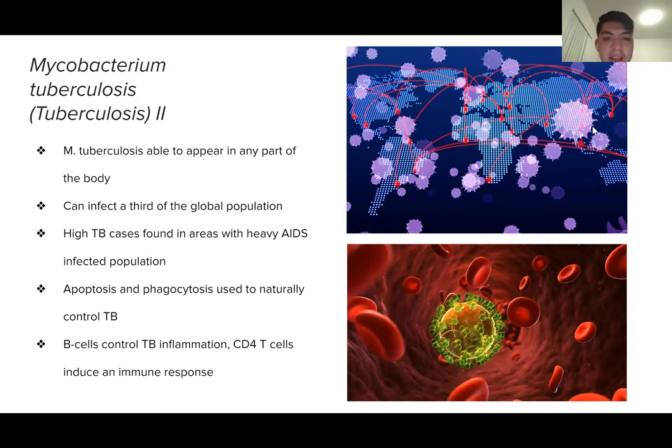Luckily though, the body does have some mechanisms to defend itself, especially if you're a healthy individual. It can induce apoptosis, which is basically cell death, or phagocytosis, which consumes the Mycobacterium in some cases. You also have your B cells and your CD4 T cells. Your B cells help control the inflammation that could be caused by tuberculosis, and your CD4 T cells are the ones that induce an immune response, or communicate with the B cells to make antibodies.